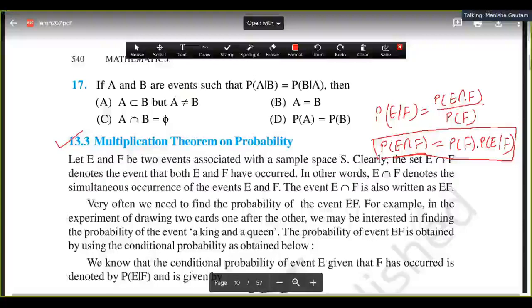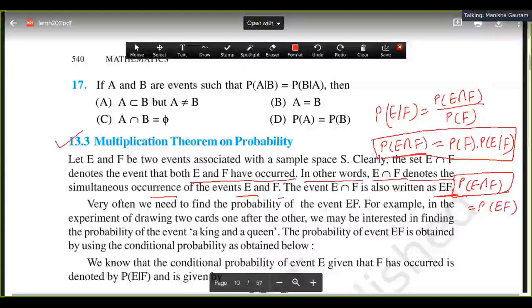Let's see. Let E and F be two events associated with a sample space S. Clearly the set E intersection F denotes the event that both E and F have occurred. In other words, E intersection F denotes the simultaneous occurrence of the events E and F. The event E intersection F is also written as EF. Sometimes we write probability of E intersection F as probability of EF without any sign. This is but obvious.